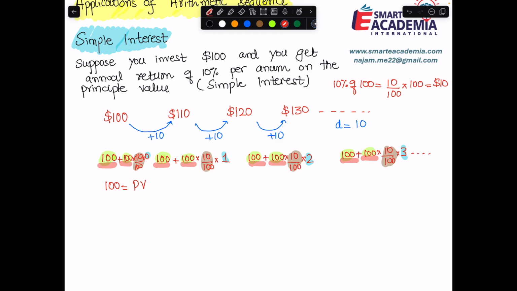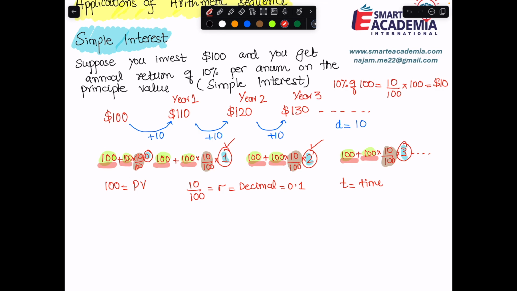Then this 10 over 100 is basically nothing but a fraction form of the interest rate or the return rate. I can represent this with an R, in decimal form, for instance. In this case, it's basically 0.1. Then this 0, 1, 2, 3, I can represent as my time t. So t equals 1 means this is my year 1, then year 2 corresponds to t equals 2, and year 3 corresponds to t equals 3.